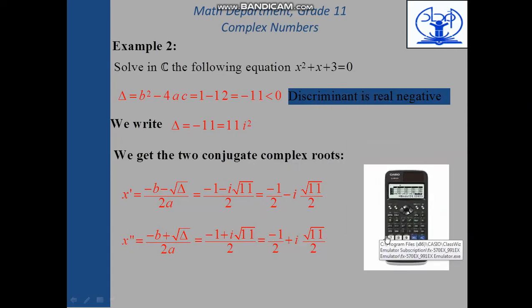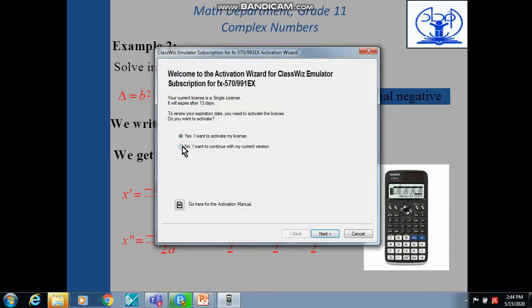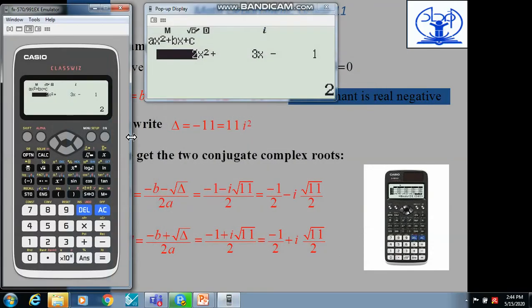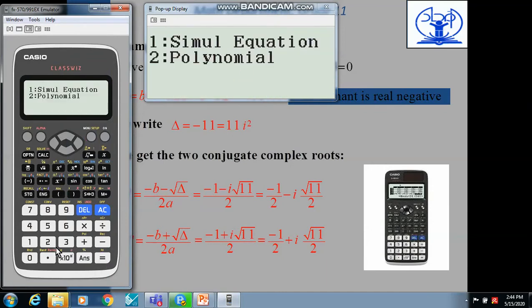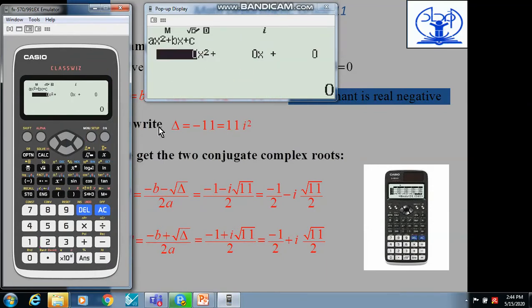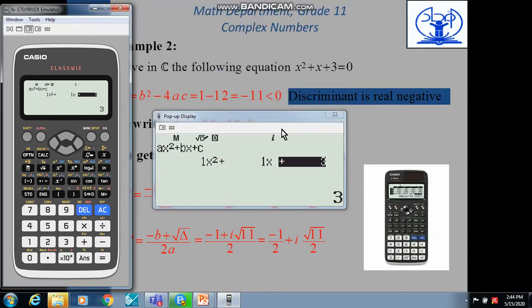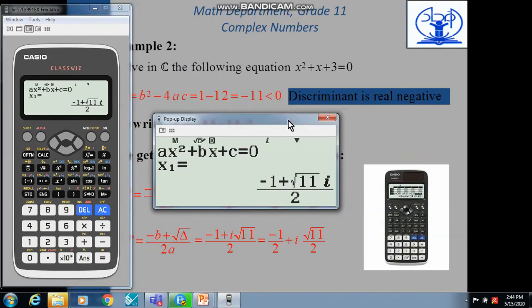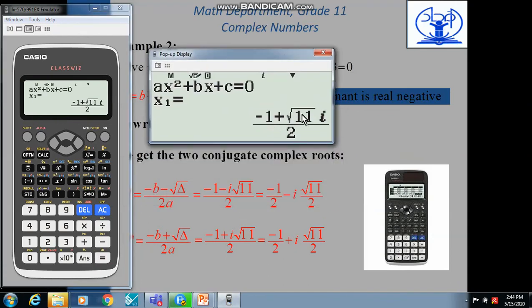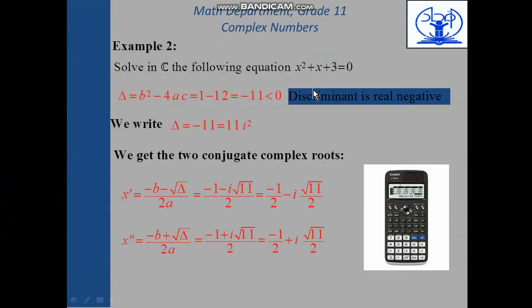Let us do it by using the calculator. Very easy. Menu, equation, polynomial, second degree, and we put the coefficients 1, 1, 3. So we get the roots: minus 1 plus radical 11 i over 2, and minus 1 minus radical 11 i over 2. So if the coefficients of the equation are real numbers, we can do it by using the discriminant or by using the calculator.